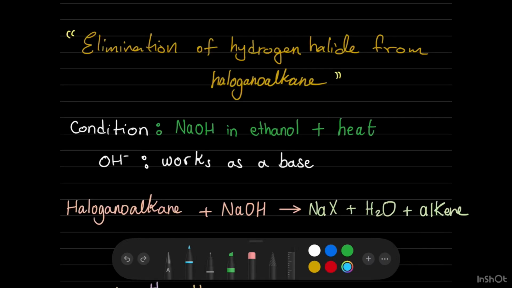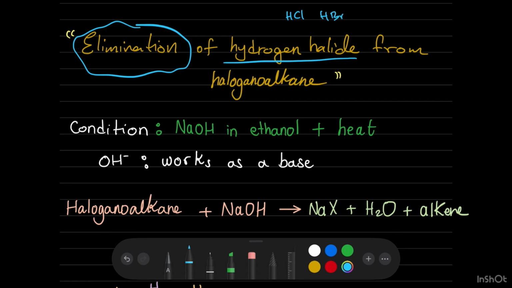Hello and welcome everybody. Today we'll introduce you to another type of reaction of halogenoalkanes, which is called elimination. Elimination of hydrogen halide. We have a halogenoalkane, and we're going to remove the HCl or HBr or the HI that is present in it.